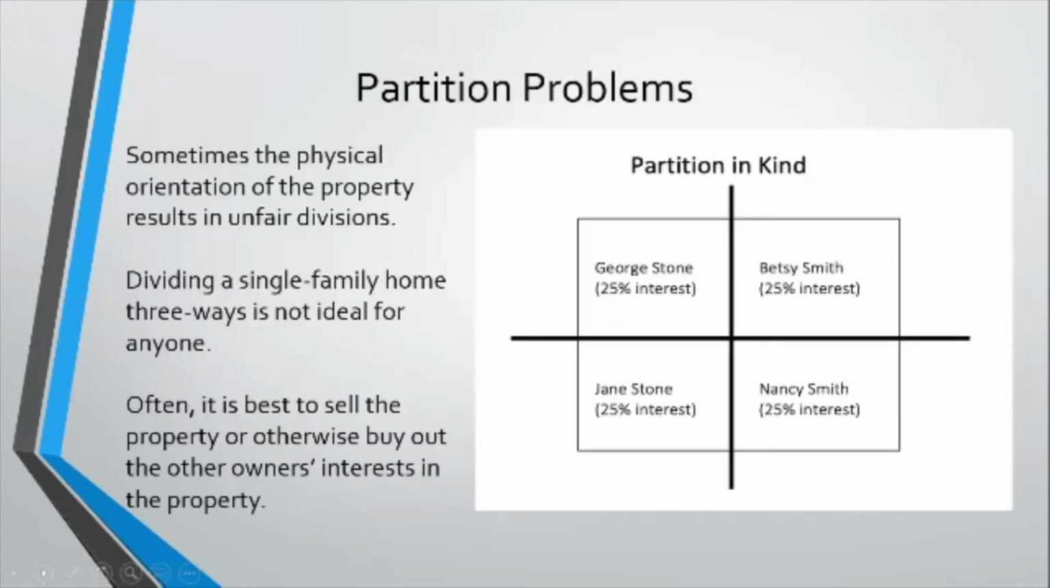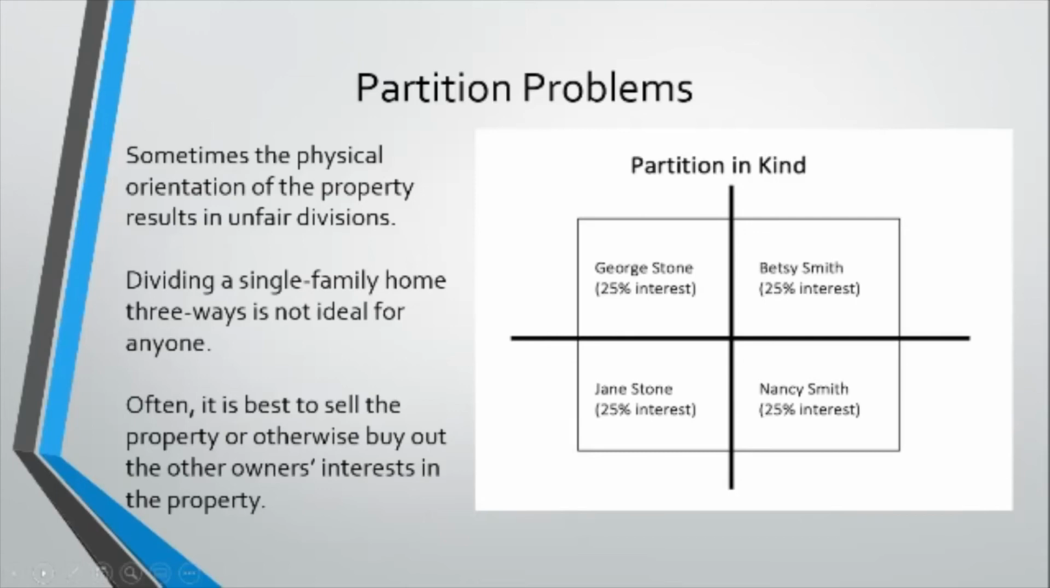Now, partitions do have some problems. Some problems with the partition in kind is that sometimes the physical orientation of the property results in unfair divisions. In this example here, let's say Betsy got a piece of land that is further downhill than George, Jane, and Nancy. And let's say every time that it rains, all the rainwater rushes down to Betsy Smith's part of the land and it ruins her property.